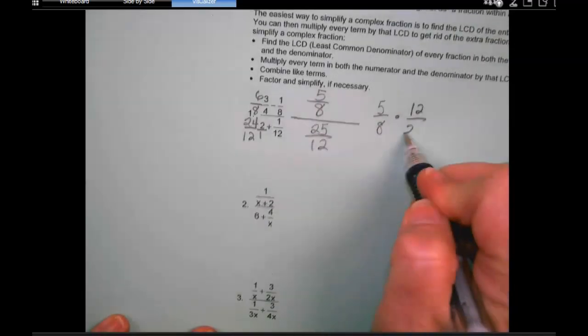Now it's a division problem. What do we change division to? Multiplication. And what do I do? Flip. Some of us flip, some of us do not. I suggest you flip in the future. So we do 12 over 25.